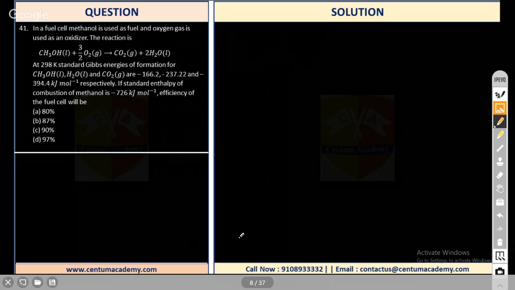You see this question, in a fuel cell, the reaction is given. The standard enthalpy of formation of all these things are given. So first of all, we can find out the del G for the reaction. The change in Gibbs free energy for the reaction will be: del G of formation of CO2 plus del G of formation of H2O. Since 2 moles are there, so into 2.